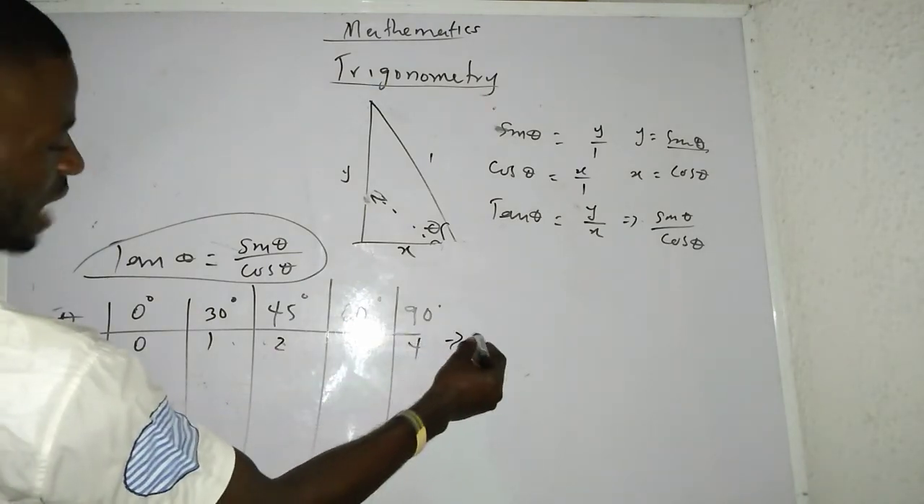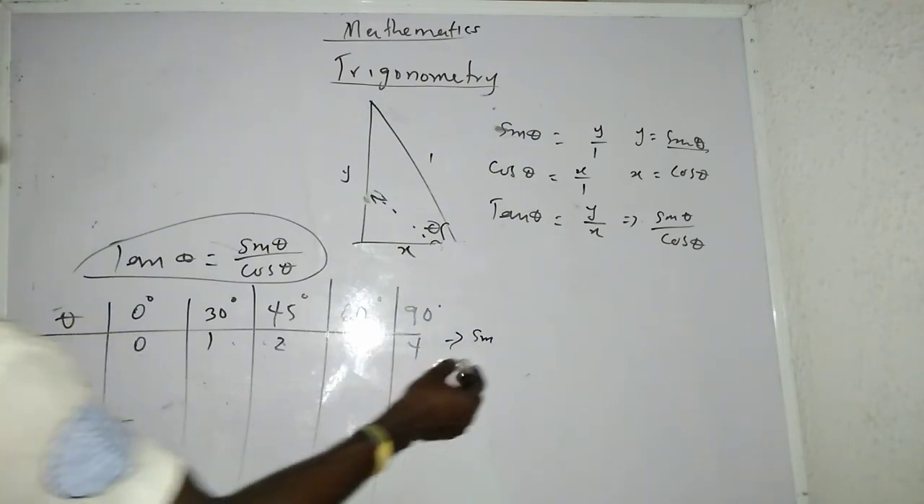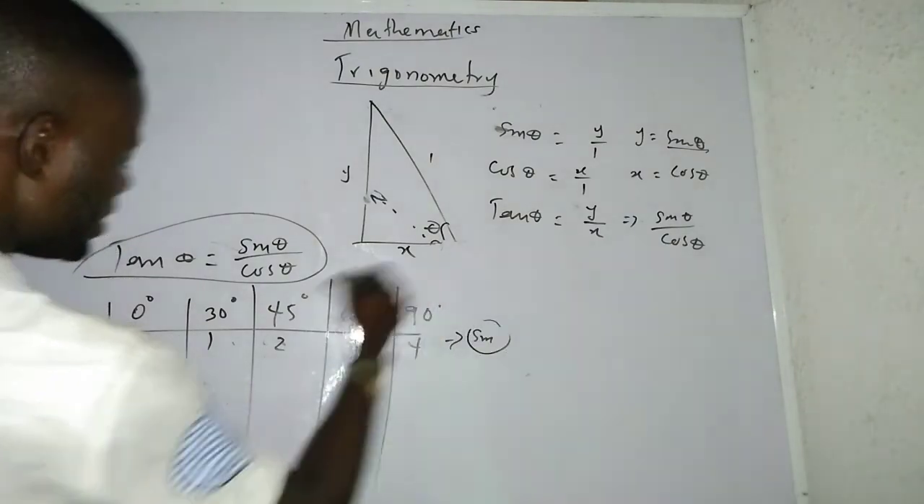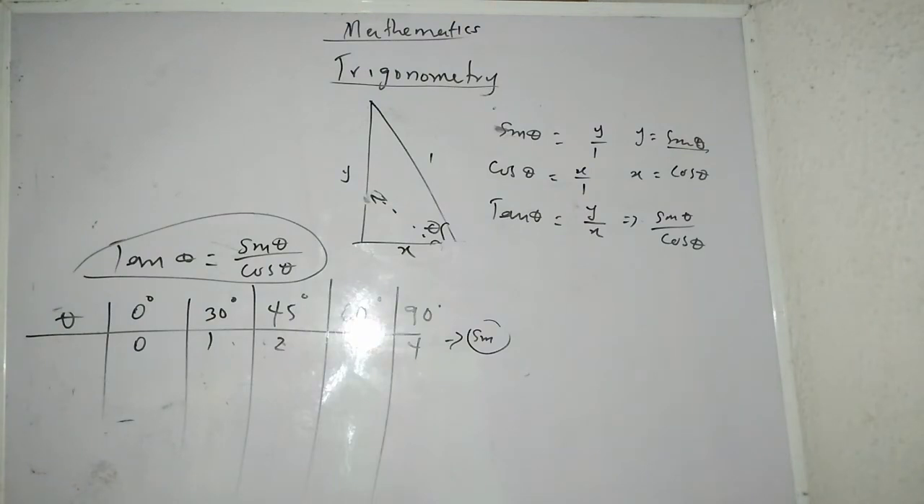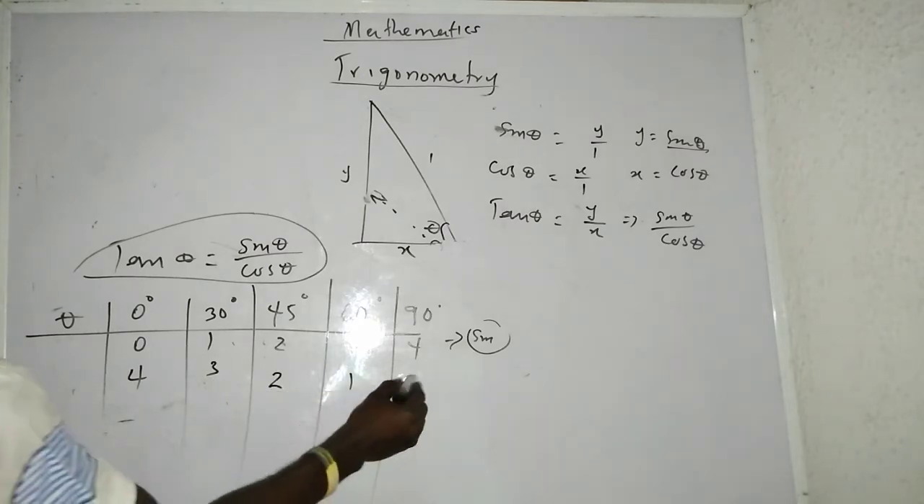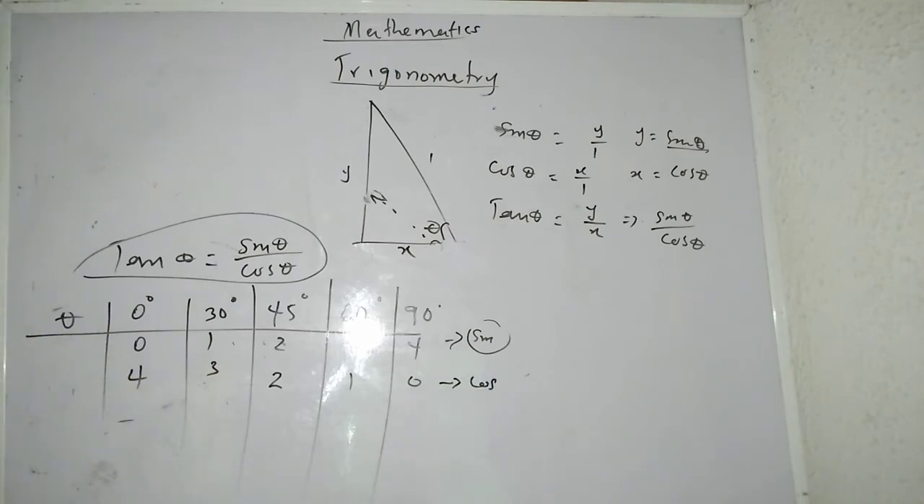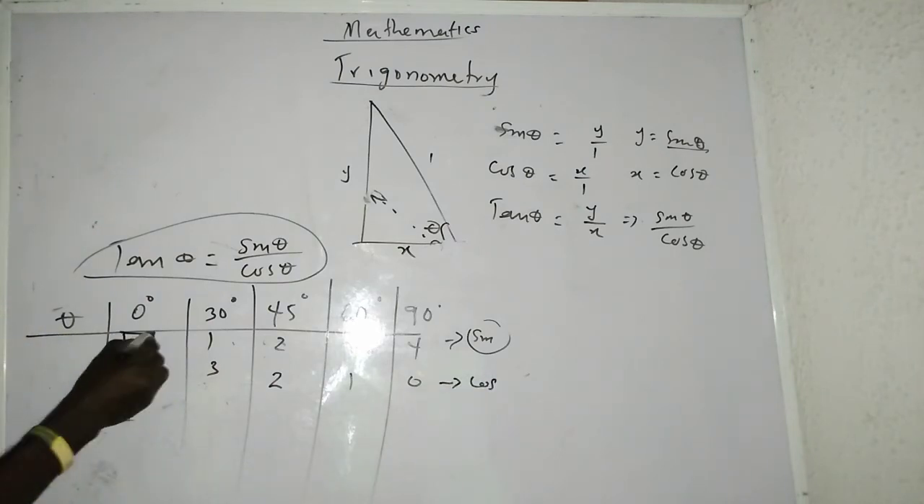Now, this row is standing for what? For sine. Now, the next one that will be standing for cos, it is a reversal of each other, which is 4, 3, 2, 1, 0. This one will be standing for what? Cos.